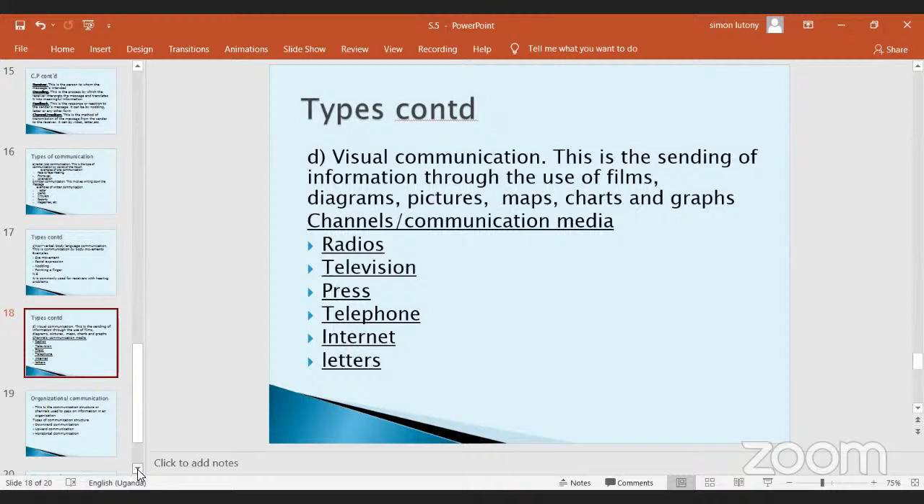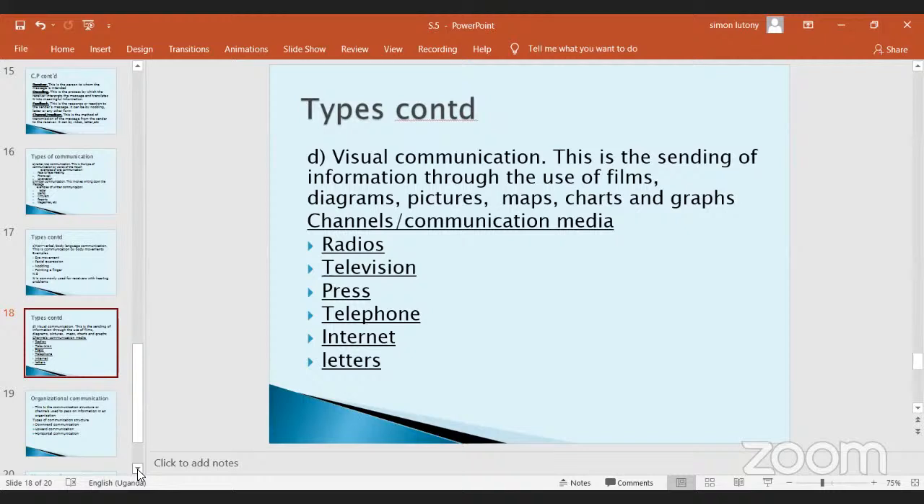For example, you can use a radio. Depending on the type of receiver that you have, you use a radio to put the message there, and so it will reach the intended receiver. You can use a TV, or what you call television. Still, the message will reach the receiver. Then you can use the press. Here we talk about the newspapers, the magazines and catalogs, all that is under there. So you can pass on the information using that.